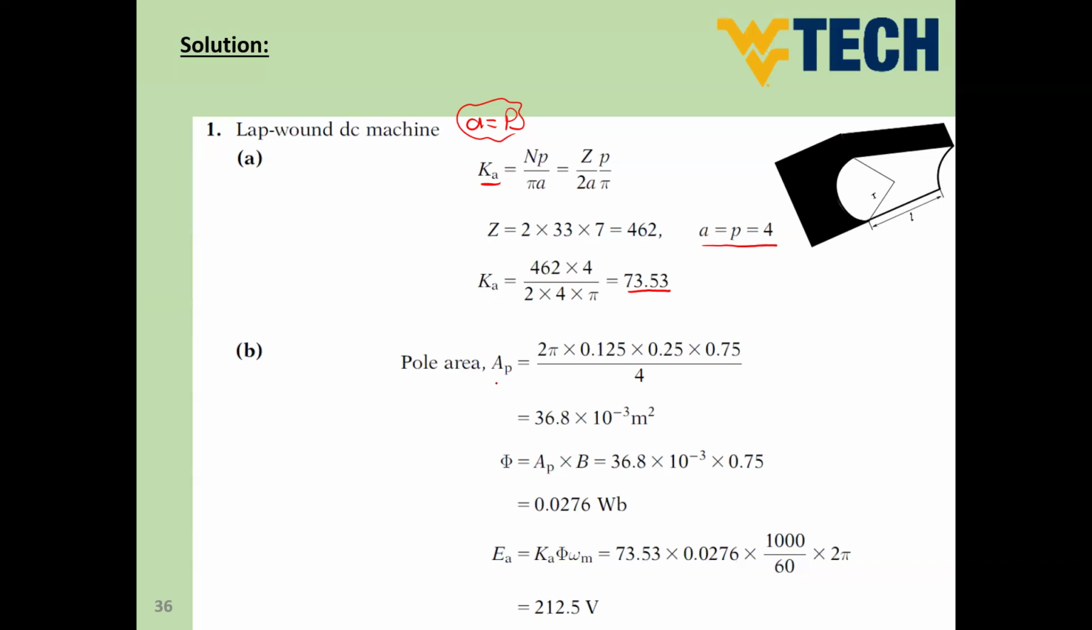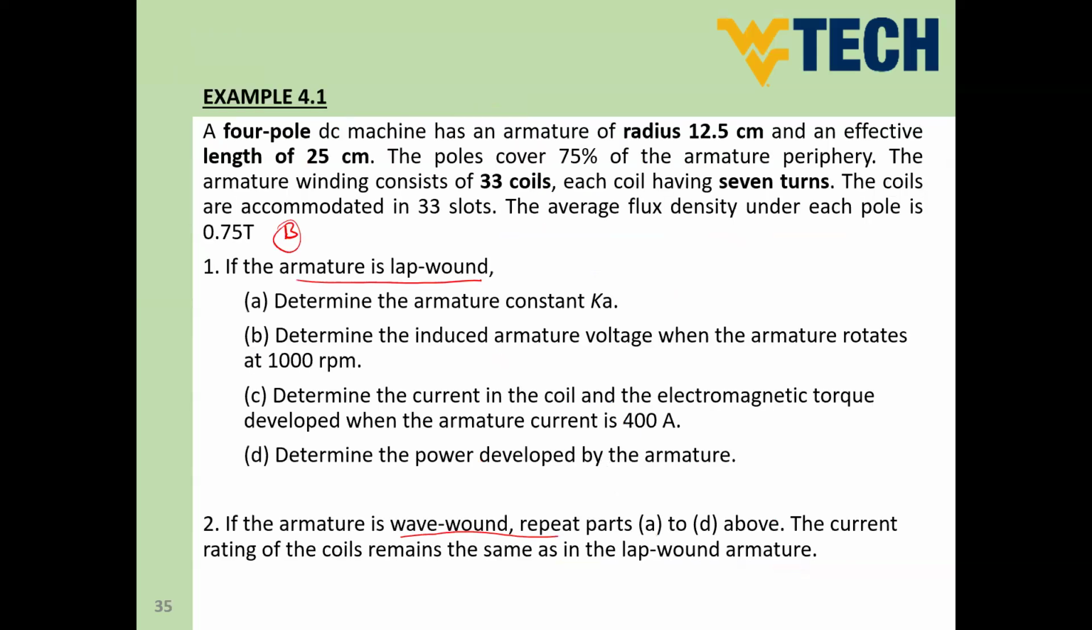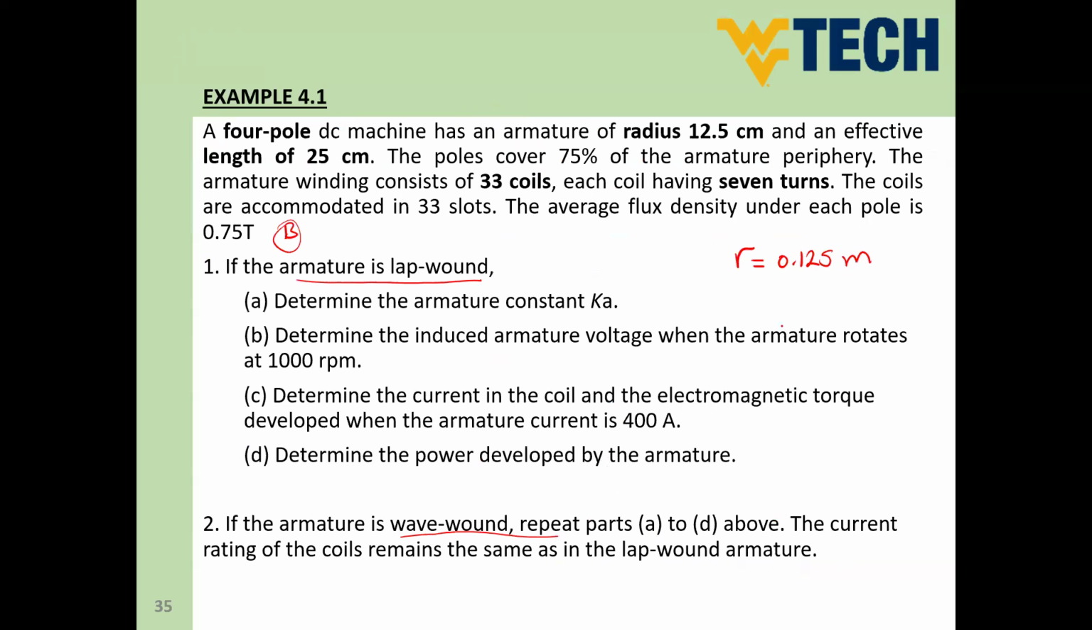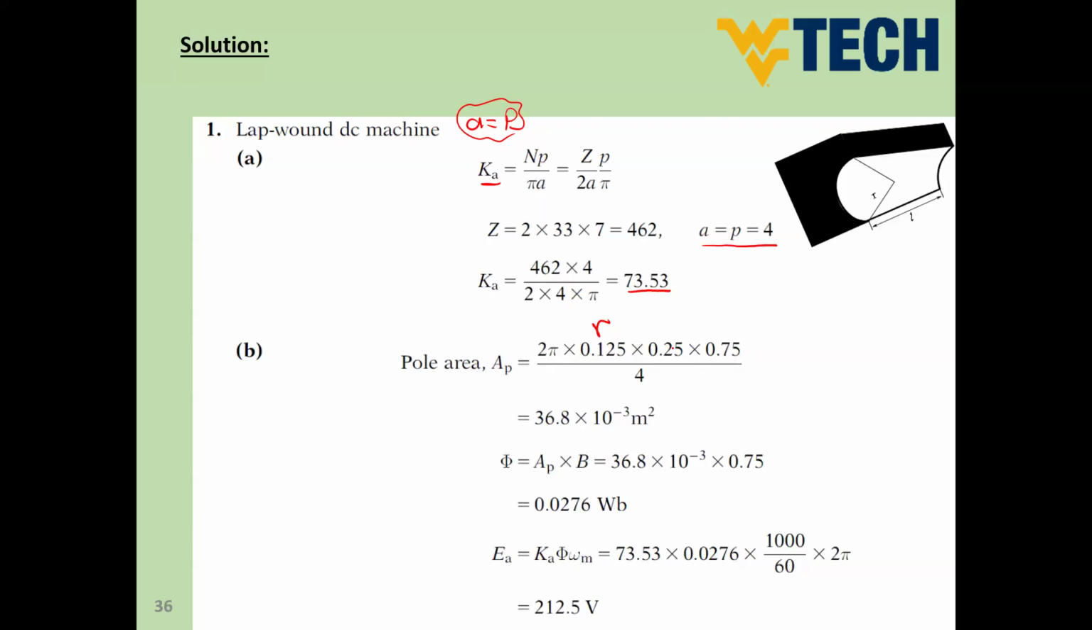So we can get the pole area as 2 pi times, let's get the values from here. We have the radius R equals 12.5 centimeters, which is 0.125 meter. So we can write down here, this is our radius. And we also have the length of our conductor. The effective length is 25 centimeters. So L equals 0.25 meter. So this is the length.